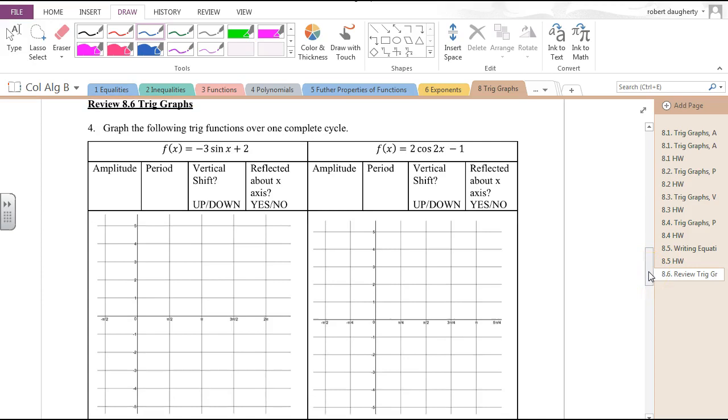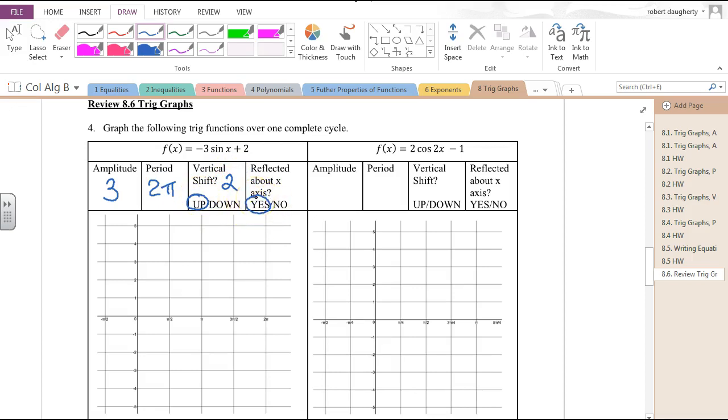Graph the following trig functions over one complete cycle. Now what this one does have, the x's are already labeled for you. Don't count on that. We've talked about in class how to do this where you know to label them yourselves. The amplitude here is 3. The period is 2 pi. There's a vertical shift of 2 up, and this is reflected about the x-axis.